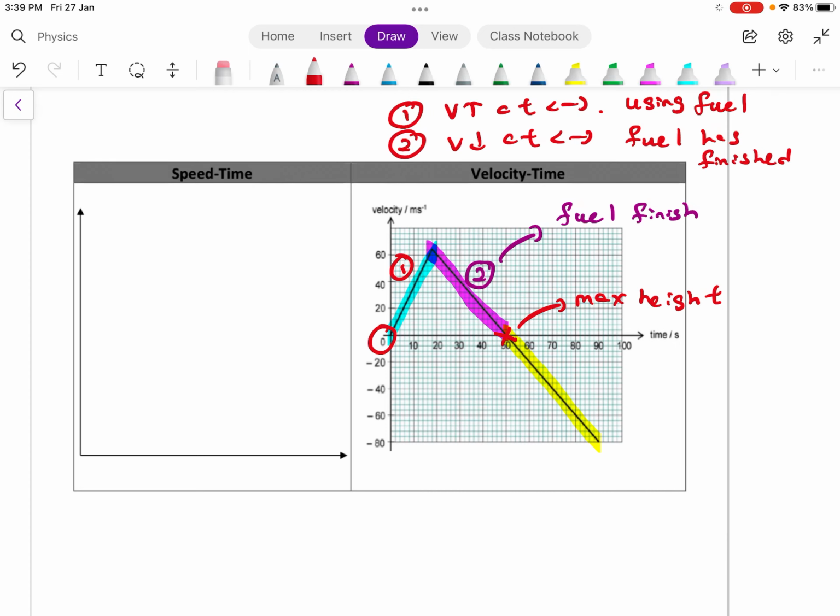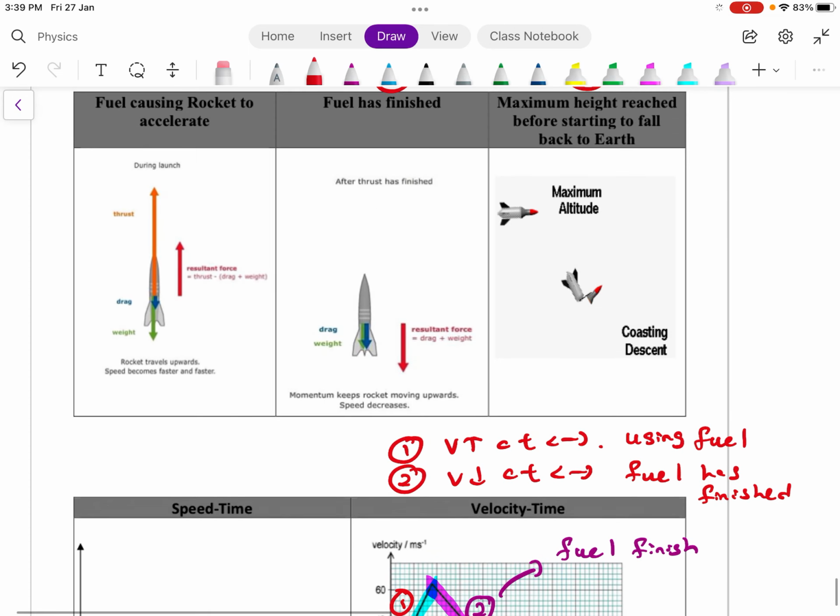Then after you reach your maximum height, right, you will slowly fall to the ground. Also at this particular part, you see that my rocket actually falls, of course in the opposite direction. So for the first two parts of the journey, you actually rise. So the first part, the fuel causes your rocket to accelerate.